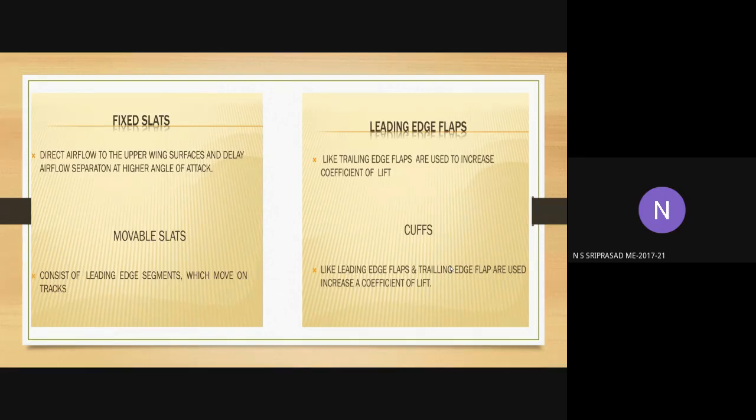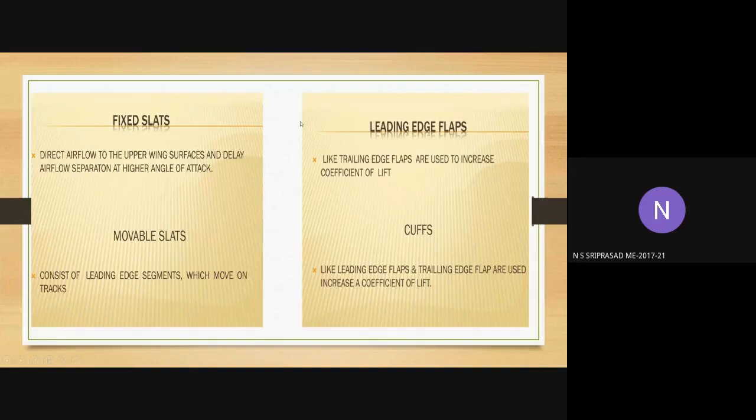Now slats are somewhat similar to flaps, but they are located on the front part, and this is also an extension to the wing. Okay, so slats also extend from the normal surface of the wing, and they are again meant for the same purpose. Okay, they are meant to increase the lift acting on the plane. So what happens is they direct airflow to the upper wing surfaces and delay airflow separation at higher angles of attack. Okay, so this is for the fixed slat.